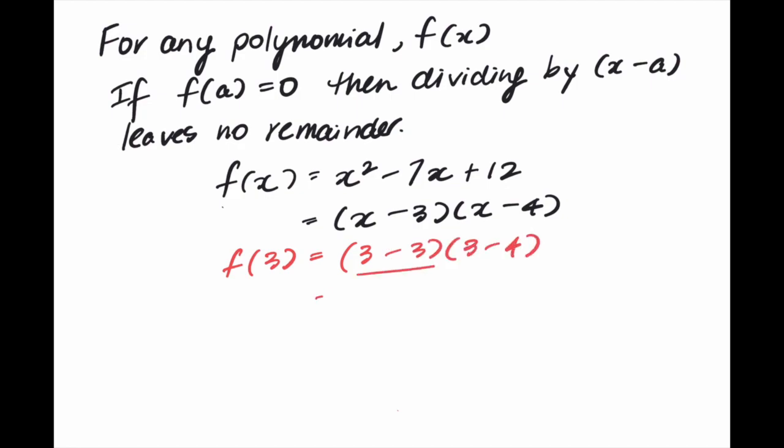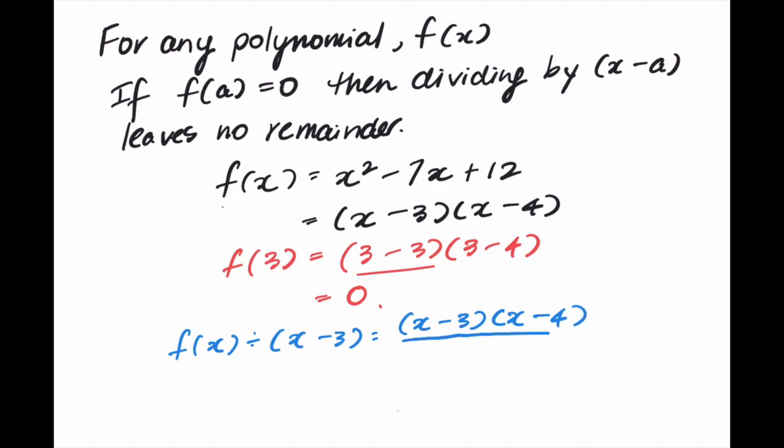And that's 0 in the first bracket, and 0 multiplied by anything is 0. So if we divide by the expression x minus 3, we should leave no remainder. So f at x divided by x minus 3, if written as a fraction, we can see our two factors x minus 3 and x minus 4 divided by x minus 3. Now x minus 3 is on the top and bottom line, so we can divide through there, leaving us with an exact answer of x minus 4, and therefore no remainder.